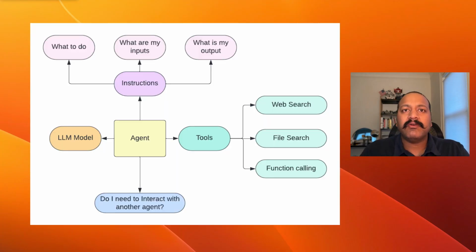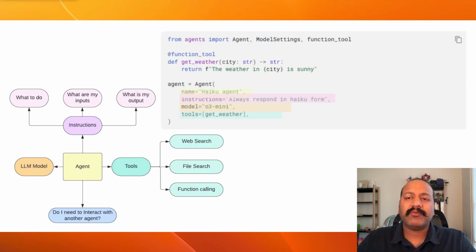Let's talk about what is an agent. An agent, as OpenAI describes it, is a language model equipped with a specific set of instructions and tools. Think of an AI assistant with specialized capabilities and knowledge about how to use them. Let's take a look at what the basic building blocks of an agent are.